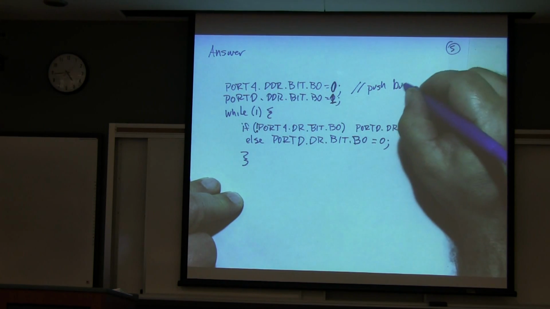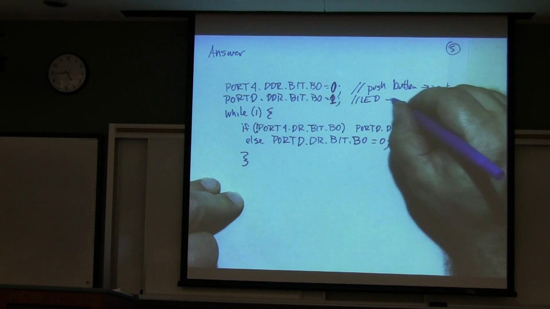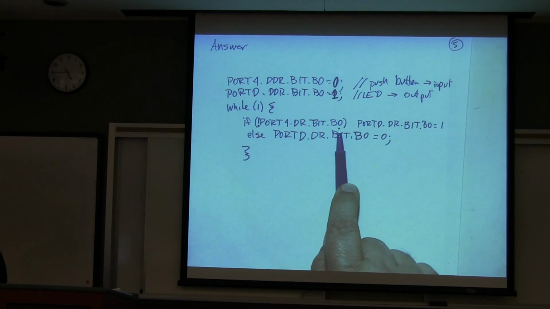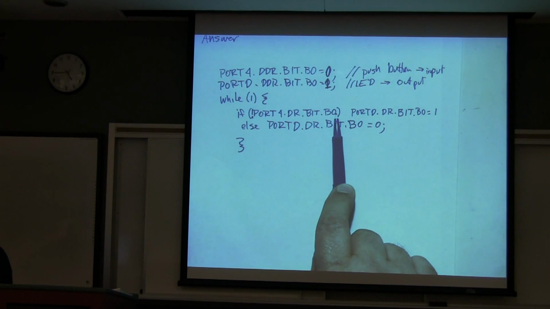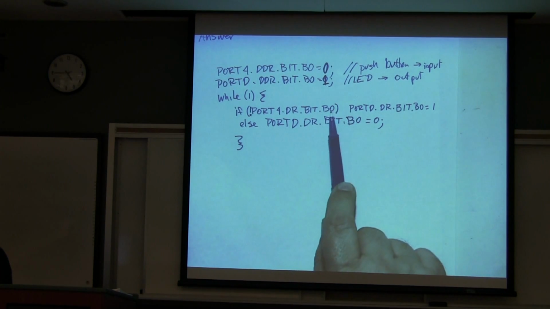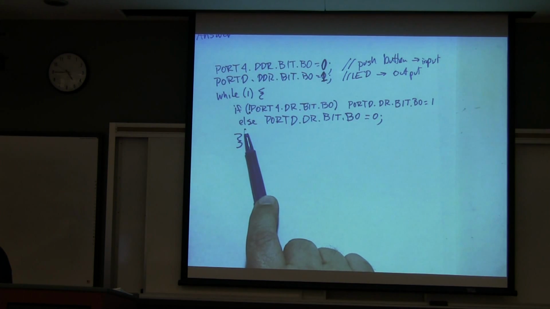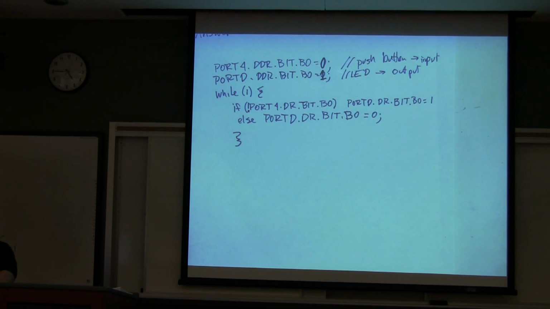Push button: input. LED: output. So, if not the data register bit, not meaning 0, 0 meaning you push the button, 0 volts, right? So, if it's not 1, that means you've pushed it. So I've pushed it, which means I light the LED by giving it a 1. Else, that same exact port, I set it to 0. Notice I have to do both. I have to set it to 1 or 0. If you don't, it'll just stay on, because if I don't turn it off, it'll stay on even though I take my finger off the button.